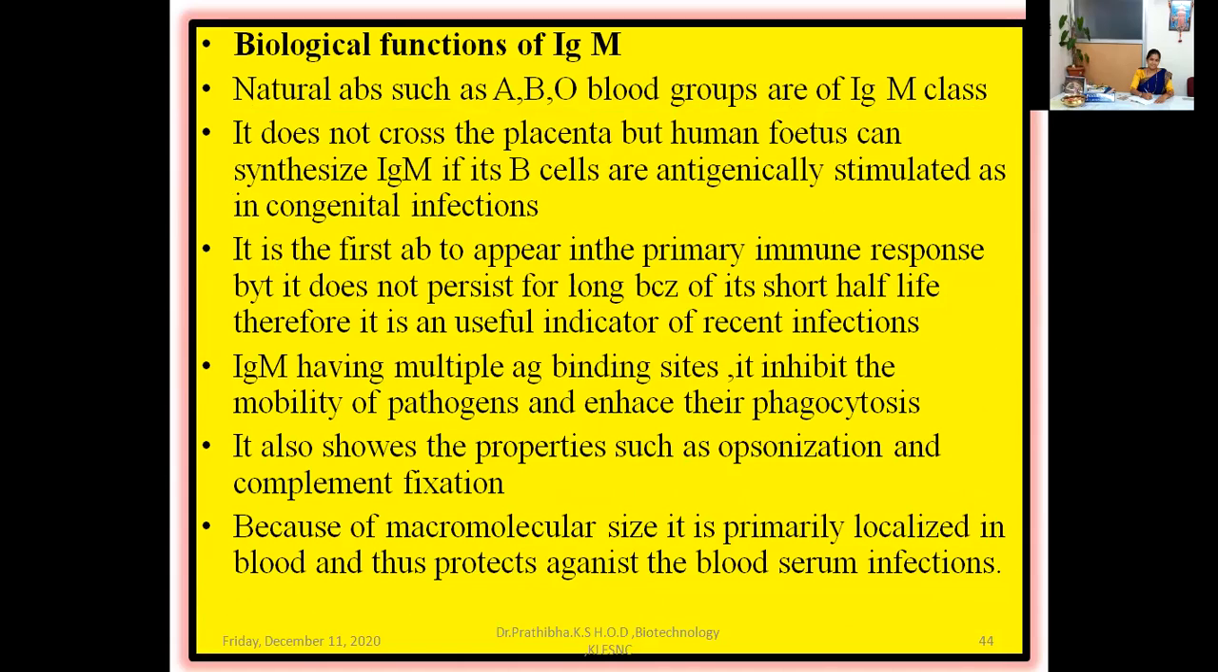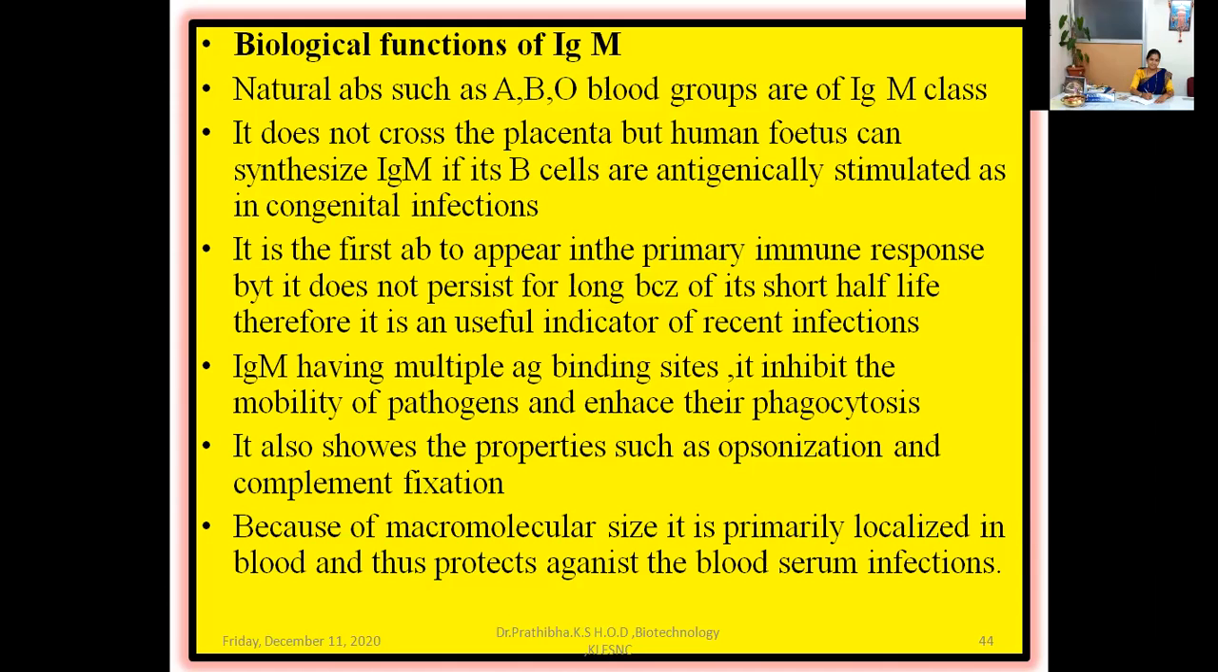It is the first antibody to appear in the primary immune response, but it does not persist for long because it has a short life, therefore it is a useful indicator of recent infections. It means if there is a larger amount of IgM for a longer period, you can see the body got infected in that particular situation.